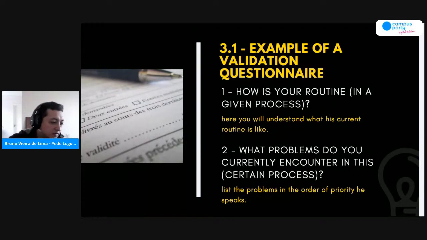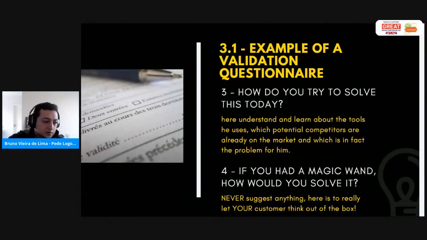So in this question, list the problems in the order of priority he speaks them. Third: how do you try to solve this today? Take this list of priority problems that he mentioned and ask him how he solves them today, even if it is not your problem. Here you will learn about market tools and direct and indirect competitors. You will probably understand the type of market in which you want to place your solution. We learn about the tools he uses, which potential competitors are already on the market, and what in fact is the problem for him.